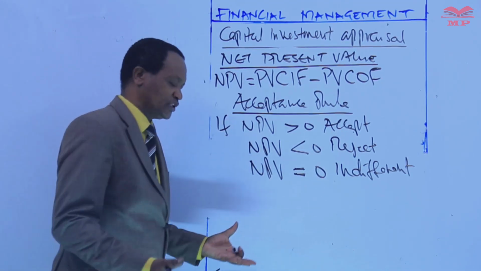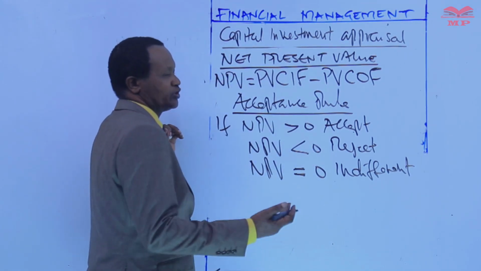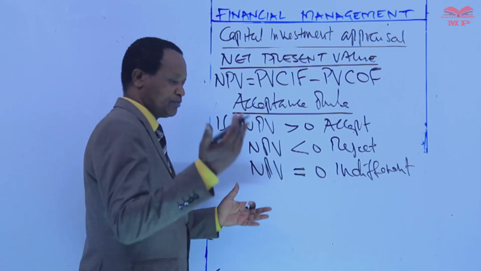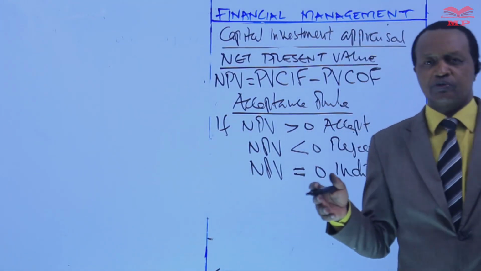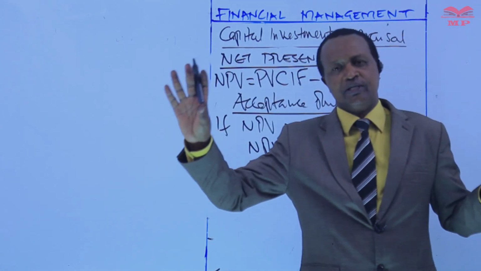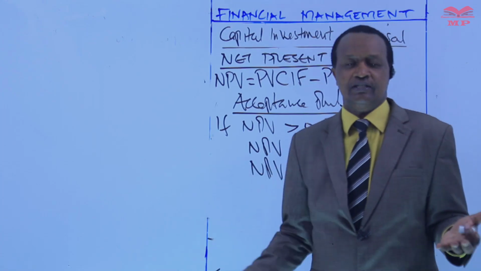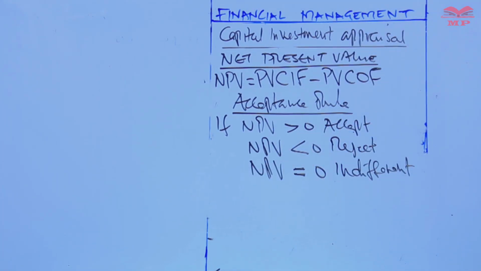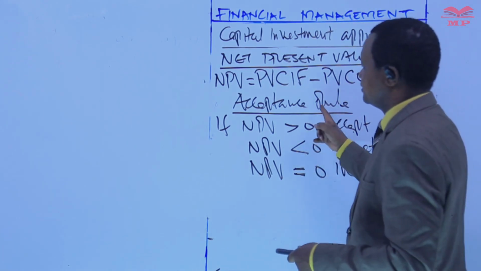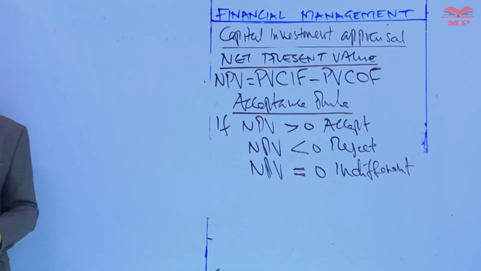So that's if it's one project, but if there are 2 projects or more, then you compare and pick the project with the highest NPV. You compute the NPV for project A, project B, project C, then check the one that has the highest NPV. That is the project that has to be accepted. That is the acceptance rule for the NPV technique.